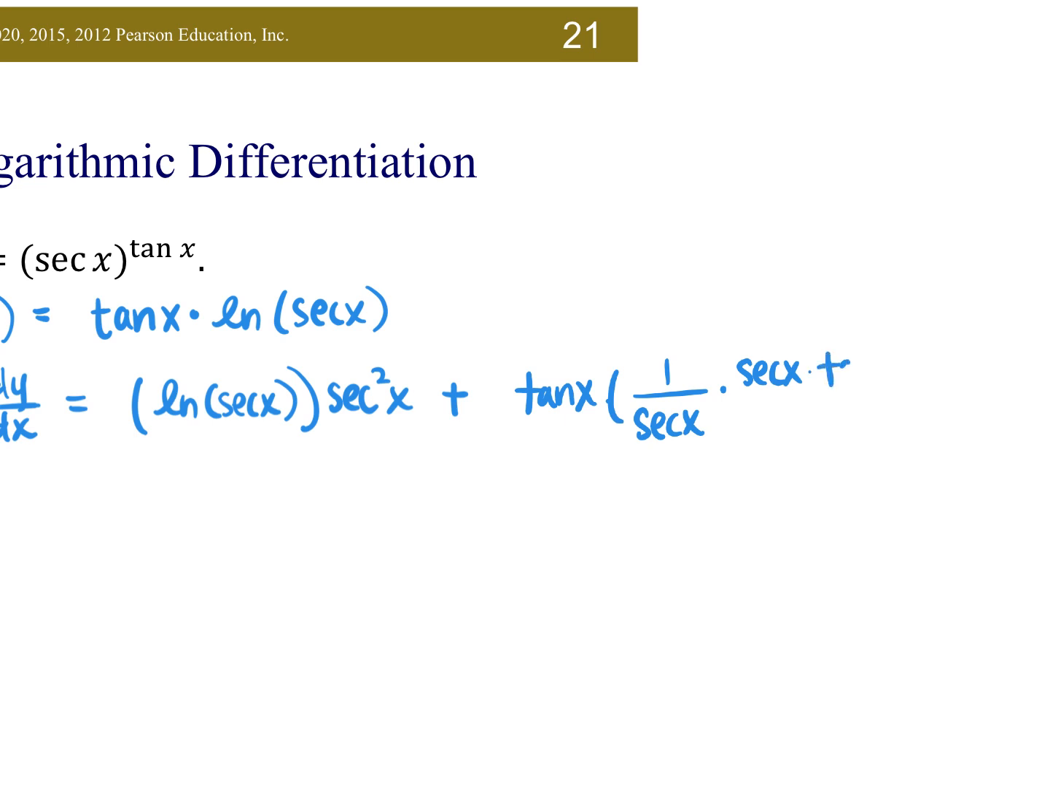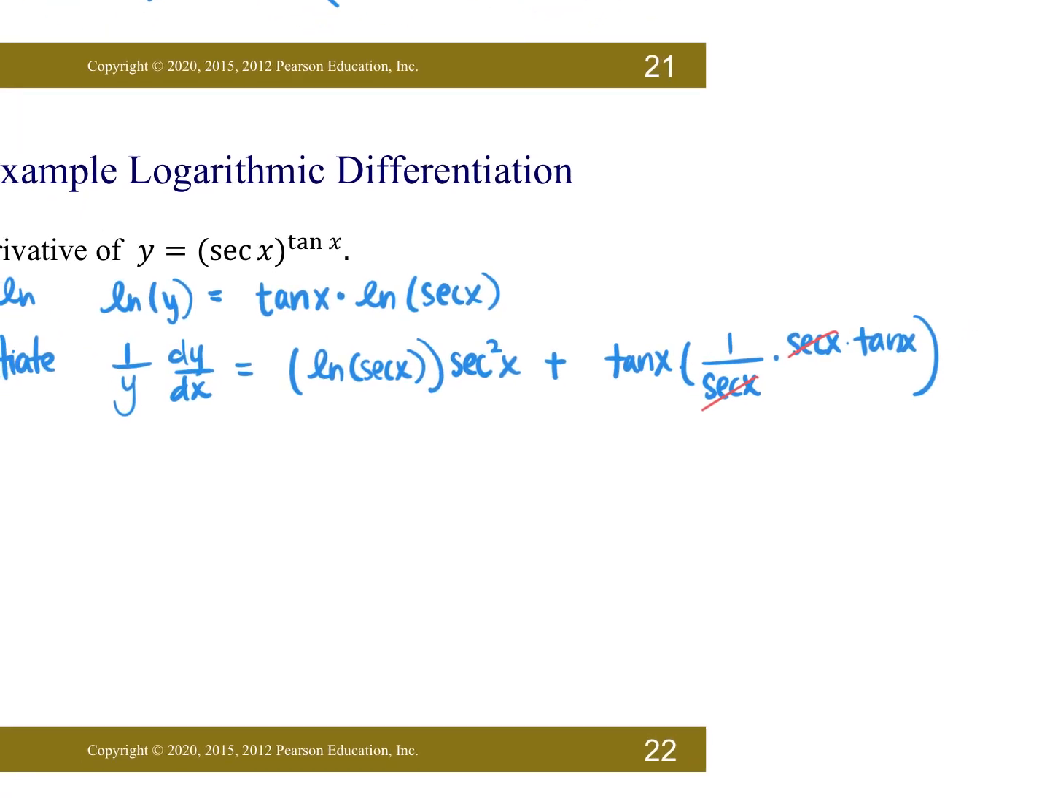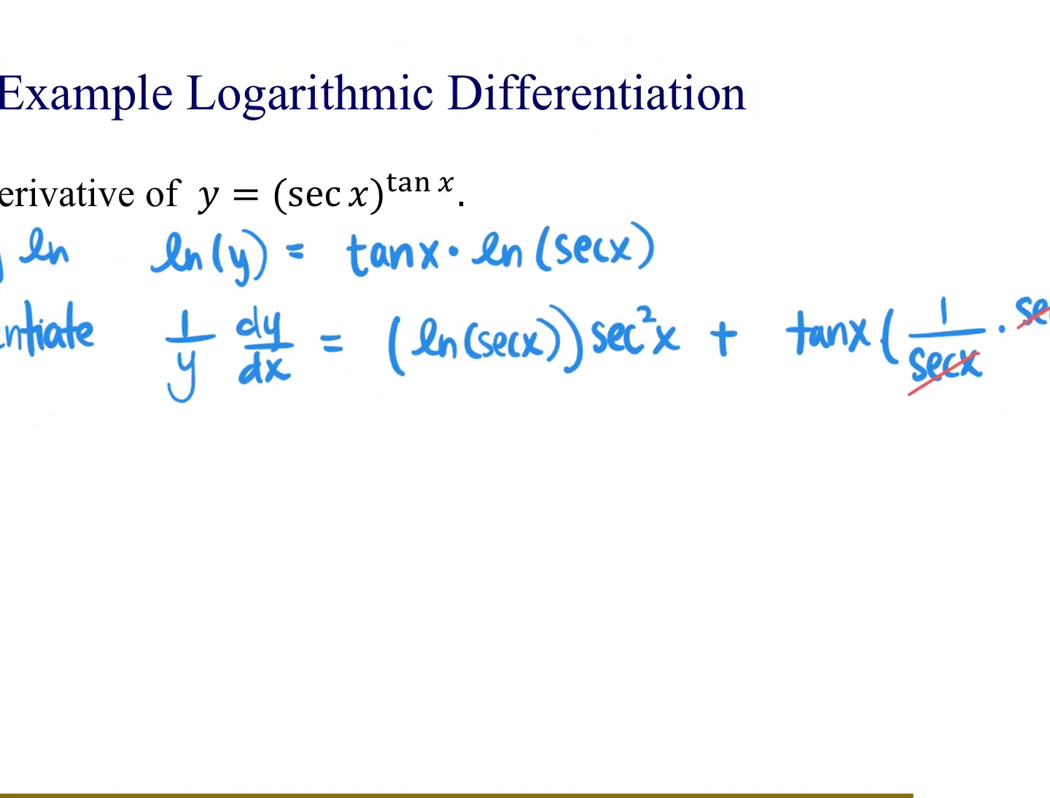Secant x tan x. So that is reducible, isn't it? Oh, so that is just tan squared. Yeah, so this secant will reduce that secant. Now, is anything reducible in that first part?